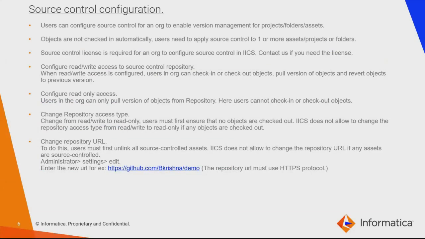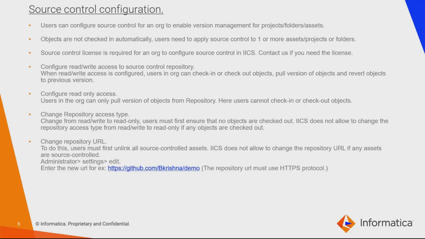So we'll talk about configuring GitHub on Informatica Cloud source control configuration. So users can go ahead and configure source control in an org to enable version management for, say, a project or a folder or an asset. It can be as many as up to 1,000 assets, or less than, or at least one asset. So whatever the number of assets that we want to do version management for can be done with Informatica Cloud GitHub.